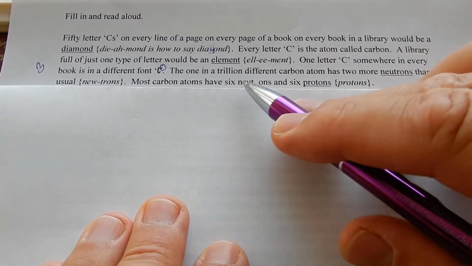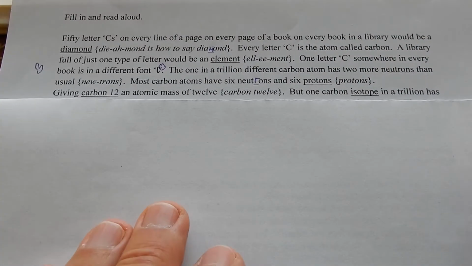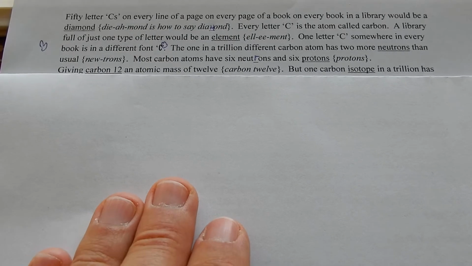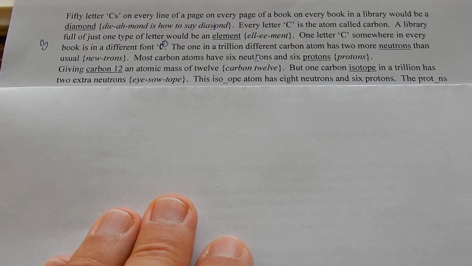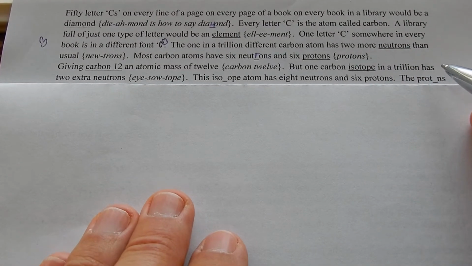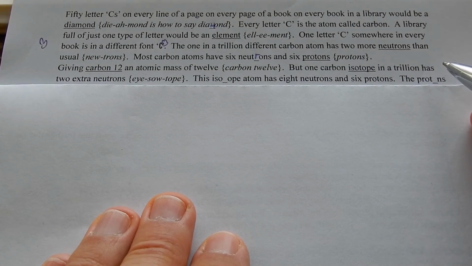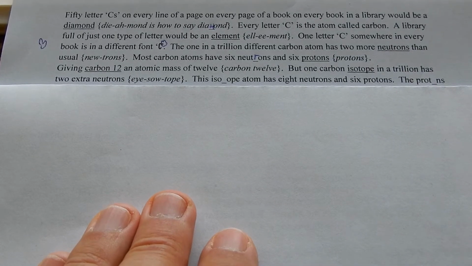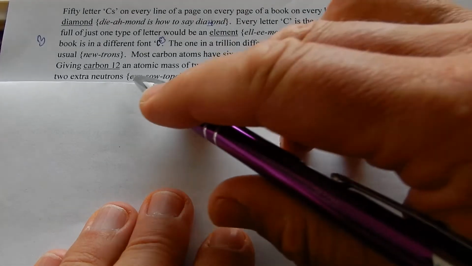Most carbon atoms have 6 neutrons and 6 protons, giving an atomic mass of 12, carbon 12. But one carbon isotope in a trillion has 2 extra neutrons. So every book has got a slightly heavier carbon. Isotope.